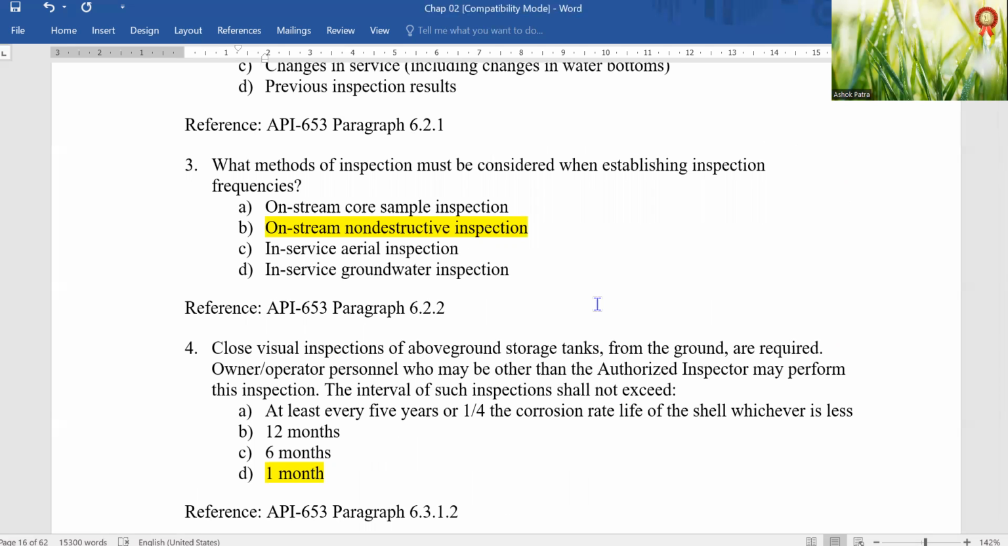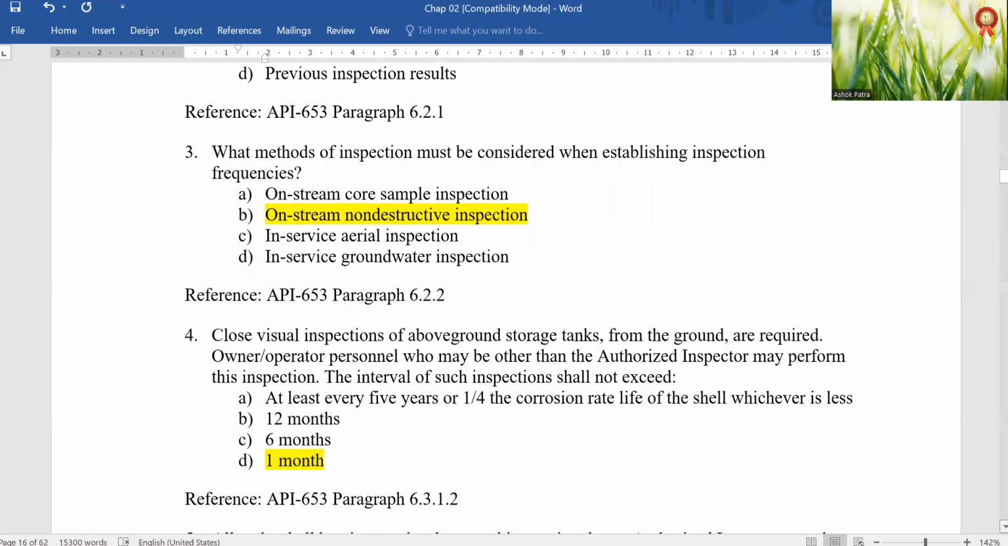Routine in-service inspections of above ground storage tanks from the ground are required. Owner, operator, personnel who may be other than an authorized inspector may perform this inspection. The interval of such inspection shall not exceed 1 month. That is regular intervals. So it is only 1 month.